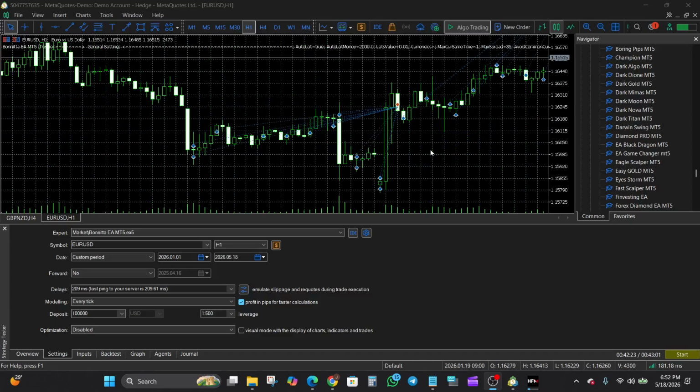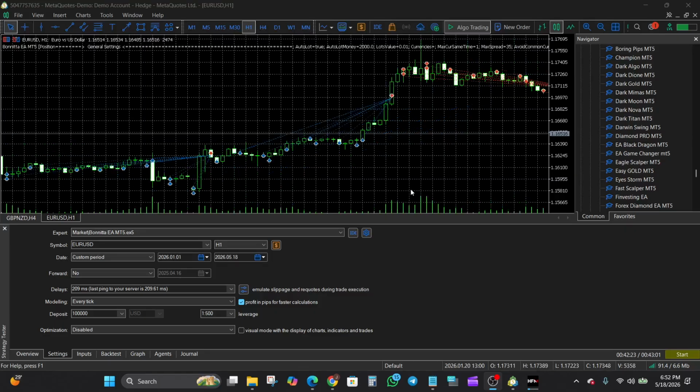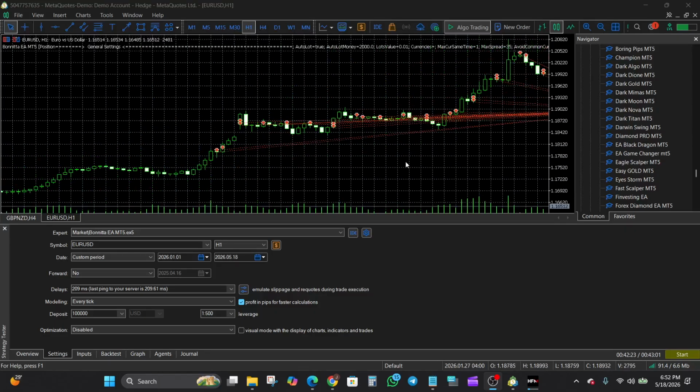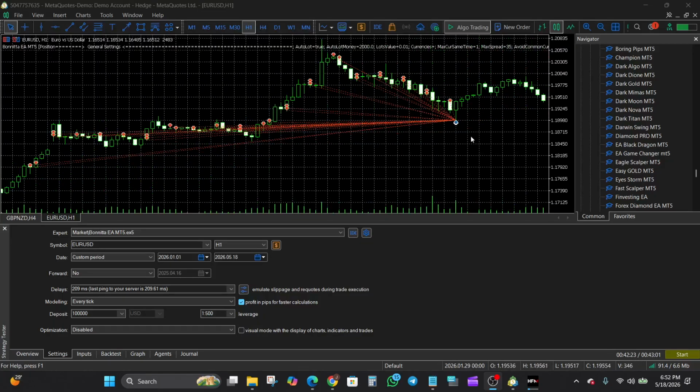So you can see that this is the technique that this EA uses, executing trades at different price points and closing them together in profit, right? So we can see it happening over and over again.